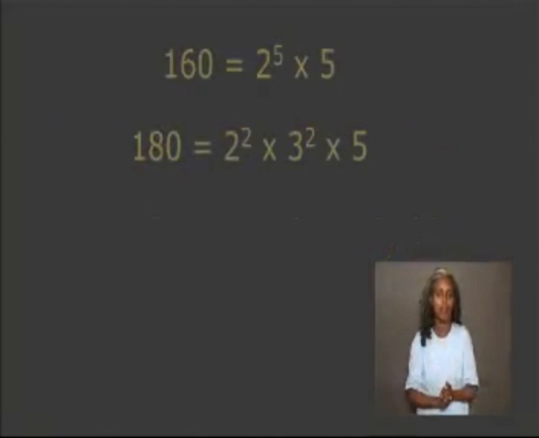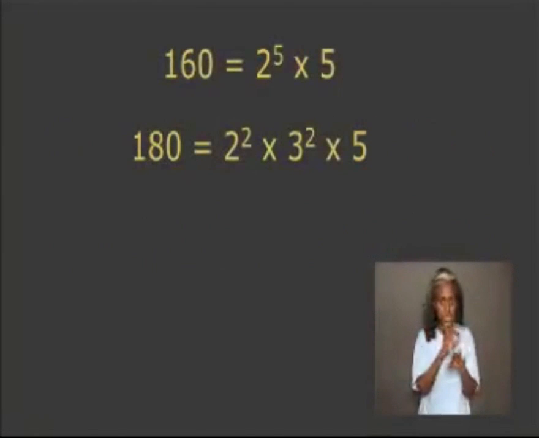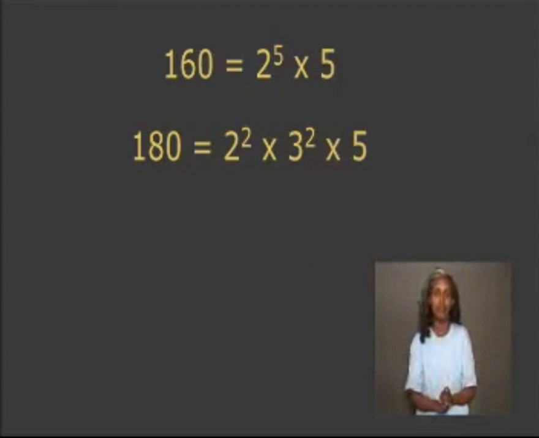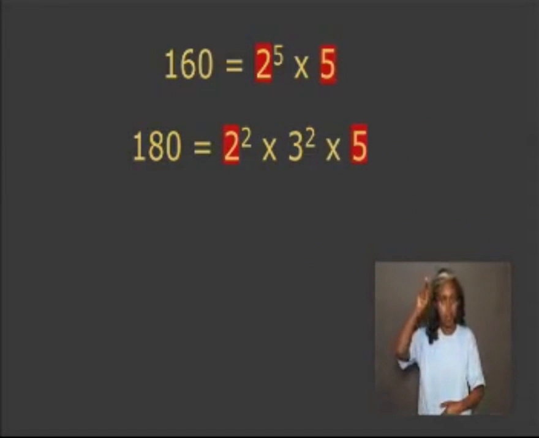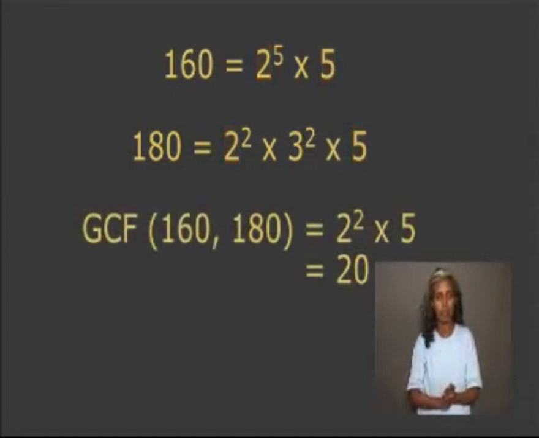The prime factorization of 160 and 180 gives us these results. We use the product of the common prime factors. 2 and 5 are common factors. We take the lowest common exponential power, which is 2 squared. Our GCF is therefore 2 squared times 5, or 20.